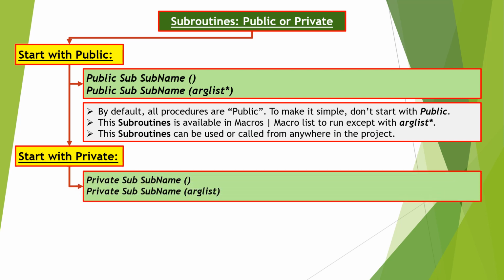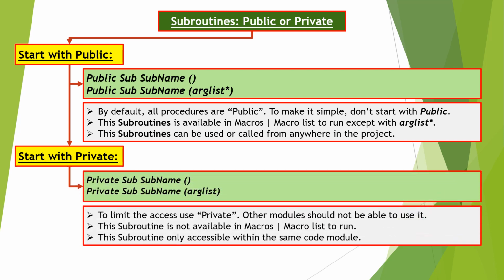When to use private subroutines. To limit the access, use Private. Other modules should not be able to use it. A private subroutine is not available in macros, macro list or Run. A private subroutine is only accessible within the same code module.